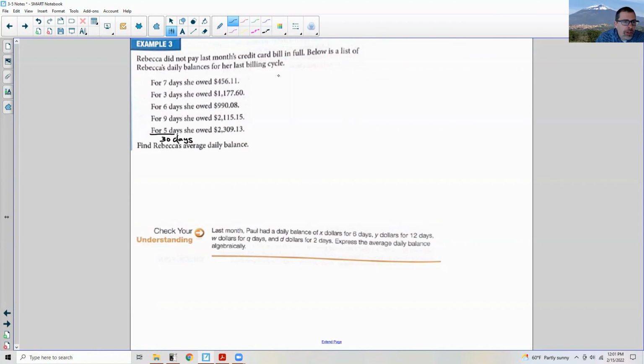Okay, the next thing we're going to do is take the number of days times the amount that was owed for those days. So I'm going to take 456.11 times 7, 3 times 1,177.60, 6 times 990.08, and then 9 times $2,115.15, and then 5 times $2,309.13. Okay, so for 7 days she owed this, and then on the 7th day she charged more to bring it from 456 to 1,177, and then 3 days later she charged more, and then 6 days later she charged more, and 9 days later she charged more, and that was the remaining of her 5 days, and then she didn't charge anymore. That's what has happened here. So she's made 5 different purchases and increased her bill.